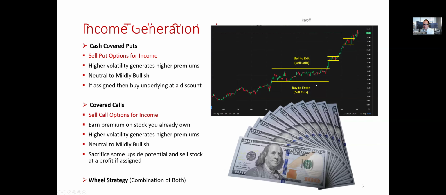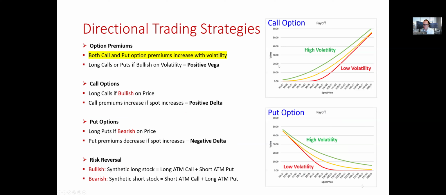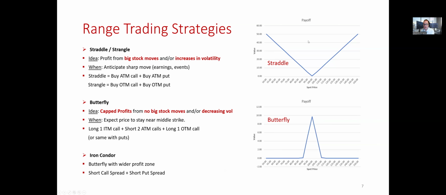So if you look at these diagrams, a straddle is a long call, long put. So we will make money if vol goes from low to high. So if volatility increases, we're going to make money. So we trade these when we anticipate a sharp move, and that might be from earnings announcements or events. A straddle is where you buy the at-the-money call and buy the at-the-money put. You can obviously be short the straddle when you do the reverse. And the strangle is very similar, almost identical to the straddle, except that instead of at-the-money calls and puts, we use out-of-the-money calls and puts because they're cheaper.